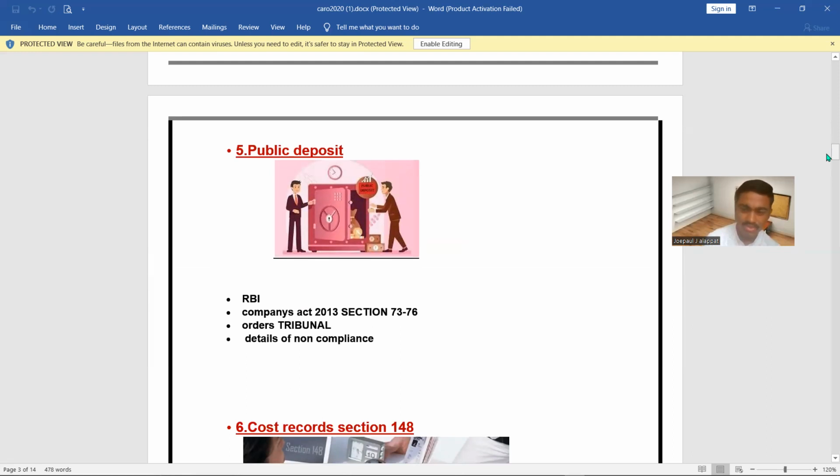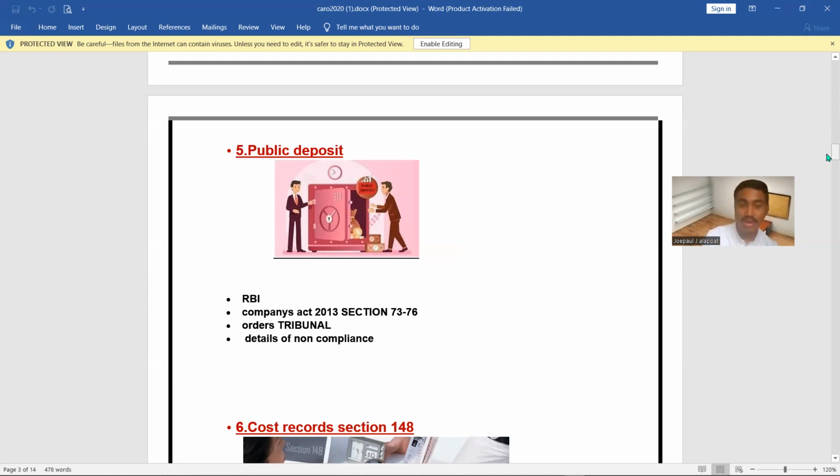Now, moving on to the next clause, public deposits. In the case of public deposits, I'm not explaining too much. You have to see whether RBI guidelines are followed or not. Then you have to see whether sections 73 and 76 of the Companies Act are followed. These sections govern public deposits, guys. Then you have to see whether there is any order of a tribunal regarding public deposits which affects the company. For example, if a tribunal has ordered that the company can't accept public deposits. That is regarding the orders. Then you have to see whether the company is doing any non-compliance. Very simple, guys: RBI, sections 73 to 76, tribunal orders, non-compliance.